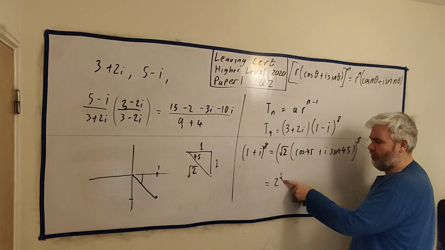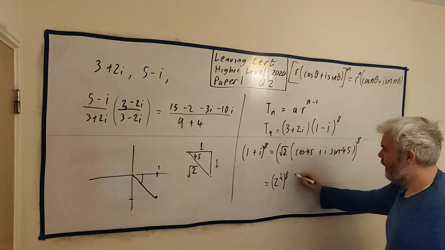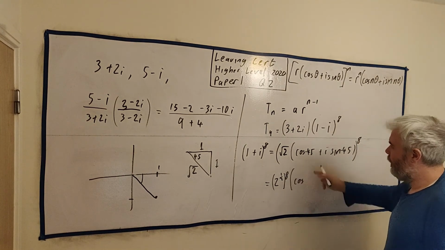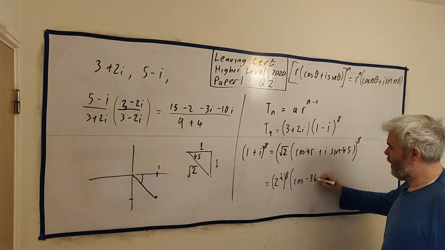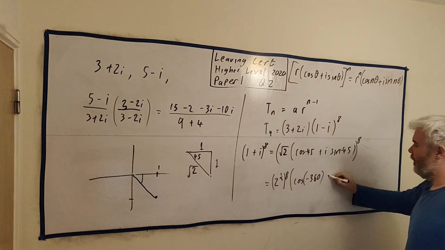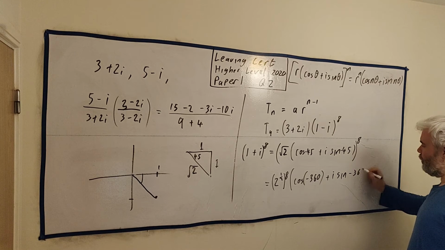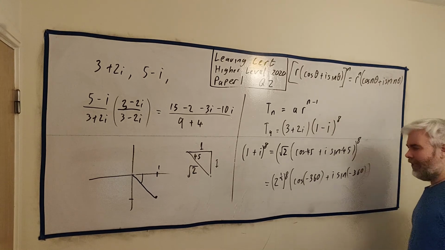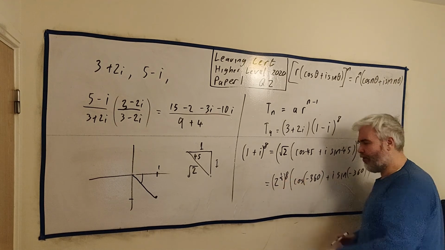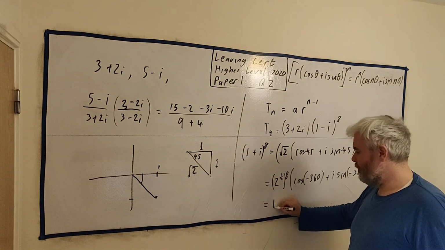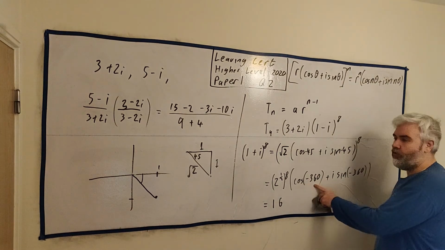Square root of 2 is 2 to the power of a half, so that to the power of 8. And then we get cosine of 8 multiplied by minus 45, which is minus 360, plus i sine minus 360. Let's see, 2 to the power of a half, to the power of 8, is 8 multiplied by a half, which is 4. 2 to the power of 4 is 16. Double check with a calculator if you're not sure though. It's 16.